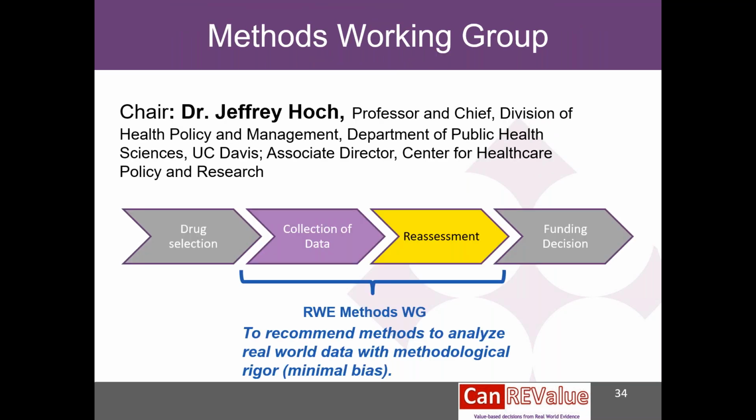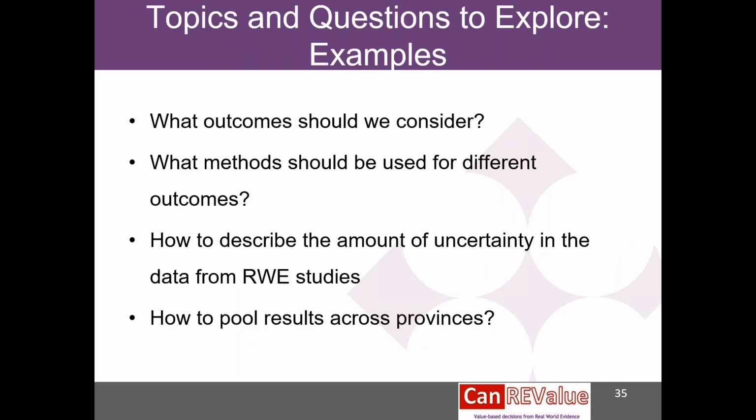So moving on, the methods working group naturally focuses on recommending methods to analyze real-world data to minimize bias or to enhance methodological rigor. And this group is led by Dr. Jeffrey Hodge from UC Davis. And the main goals of this group are to come up with many different questions, but importantly, what are the main outcomes or main measures that we should be considering? What are the interesting questions that people want to know about real-world evidence that will help with decision making?